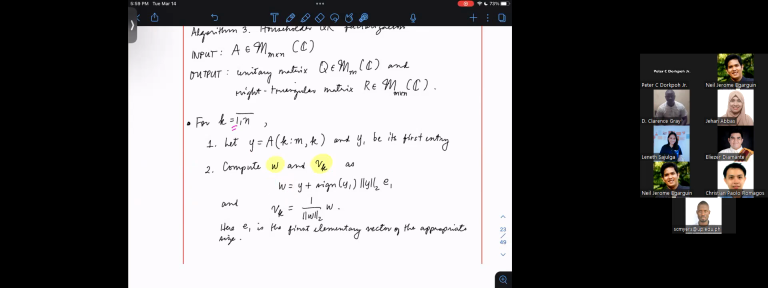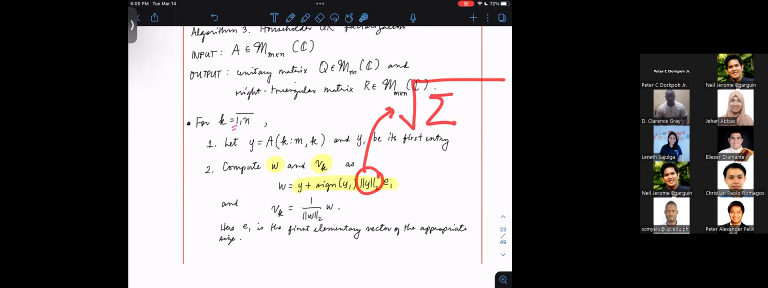So how do you compute w? Just follow this formula. It is the vector y from step number 1 plus sign of y sub 1, which is just whatever the sign of y sub 1 is. It is positive 1 if y1 is positive. It's negative 1 if y1 is negative, right? So it's plus or minus 1 depending on the sign of y sub 1. And then this is called the L2 norm of y. The L2 norm of y is basically the square root of the sum of the squares of the entries of y. What is its dimension? M minus k plus 1. Are you all familiar with the L2 norm of a vector?